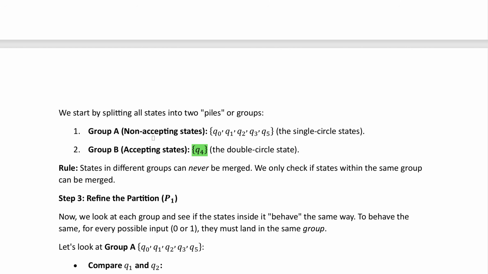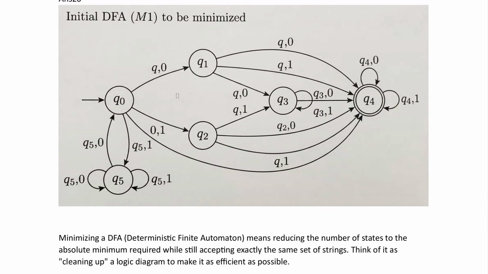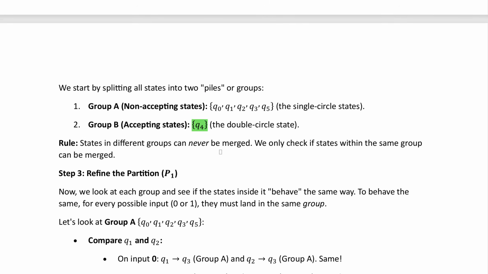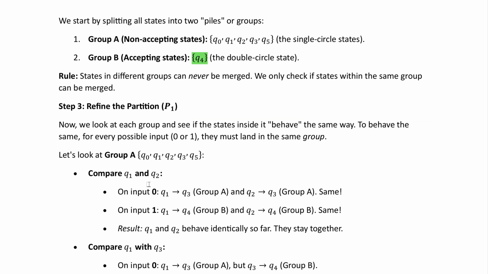We have to define the first partition. So we are getting two partitions here, A and B. We have to first define the first partition P1. Now we look at each group and see if the states inside it behave the same way. To behave the same for every possible input, 0 or 1, they must land in the same group. What does it mean? Please listen carefully. If we apply an input symbol, what are the input symbols? 0 and 1. So if we apply 0, for example 0 on Q0, what are we getting? If we are getting a next state which lies in group A, then that is okay.